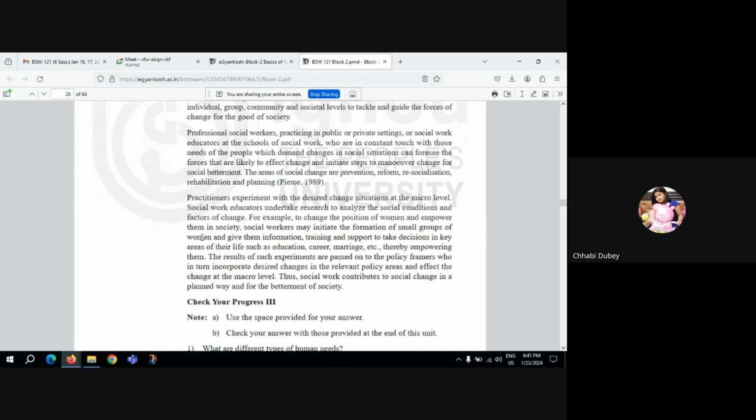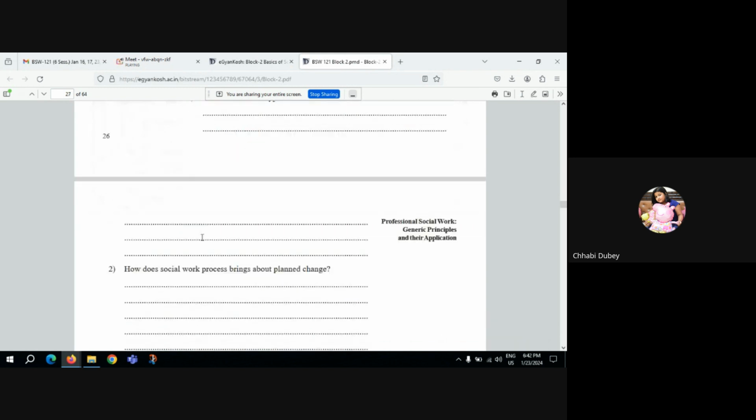It can collaborate with other disciplines. It can collaborate with other practitioners, with other professionals, and this is how it can bring about changes in the situation of individuals.